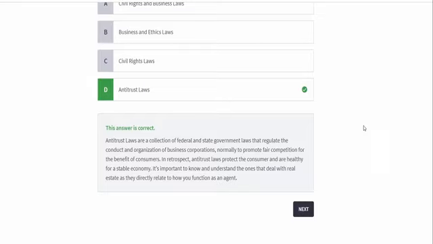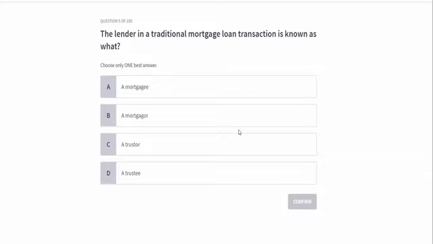Now, in retrospect, antitrust laws protect the consumer and are healthy for a stable economy. Now, it's important to know and understand the ones that deal with real estate agents because they obviously directly affect how you are going to function as an agent when you pass your exam, things like that. Don't get these mixed up with the civil rights laws or any other ethics laws. Again, when we're talking about antitrust, it's specifically the ones that regulate the conduct in the organization of business corporations to promote fair competition. And again, this is all for the benefit of the consumer. Yep. Alrighty. Next one, number 5.